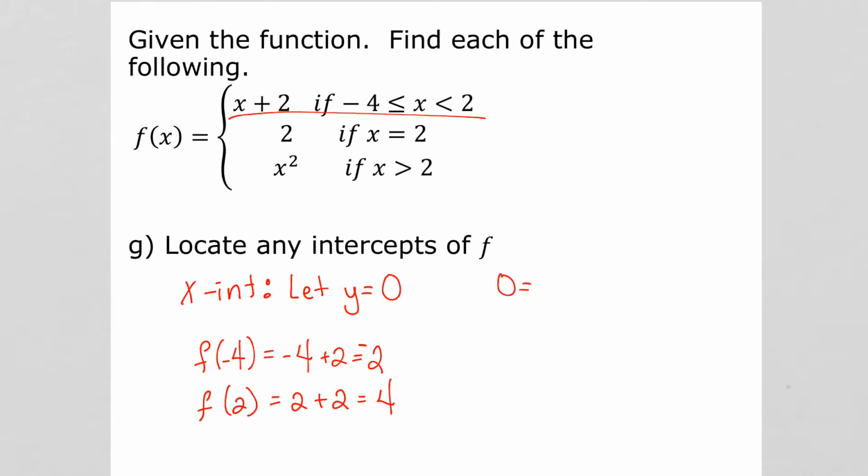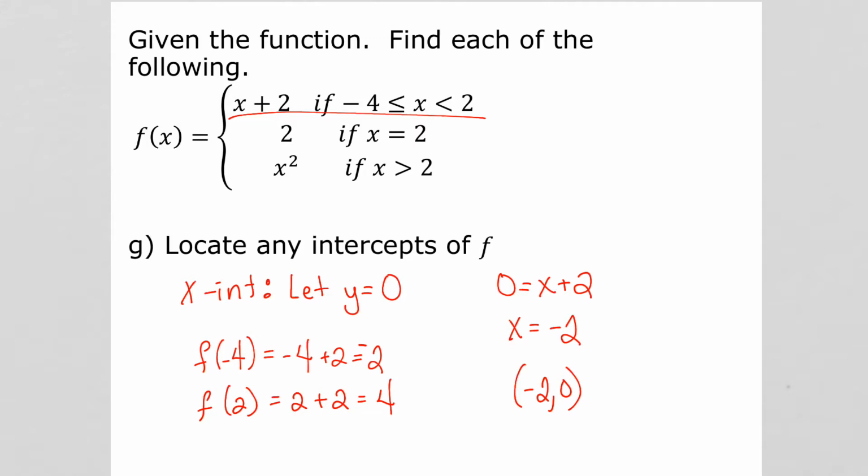So we say 0 equals x plus 2. X equals negative 2 is where there will be an x-intercept. So the x-intercept is at the point negative 2, 0.